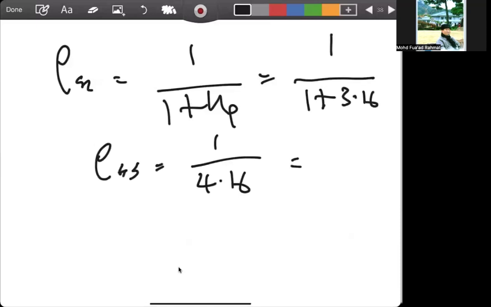So the steady state error now becomes 0.24. Okay.